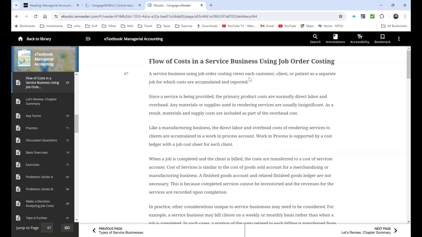Let's see, a service business using job order costing views each customer, client, or patient as a separate job for which costs are accumulated and reported. So if you're a hospital and you're doing surgery, you want to go, okay, what does it cost me? Well, I've got the building. I've got a part of the building that I have to allocate for this. I have surgical equipment. I've got monitoring equipment. I've got the staff that goes into that. So you're going to need to determine how much all those costs are so that you know how much a surgical procedure costs you.